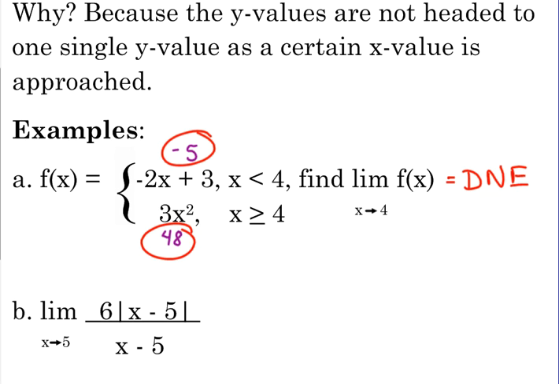Yes, ma'am? So if they don't match up after you plug it in. Right. Now, if they do match up, then that limit would exist. If those both equaled negative 5 or if they both equaled 48, that would be the limit as we approached 4. But because they do not match up, then the limit does not exist.